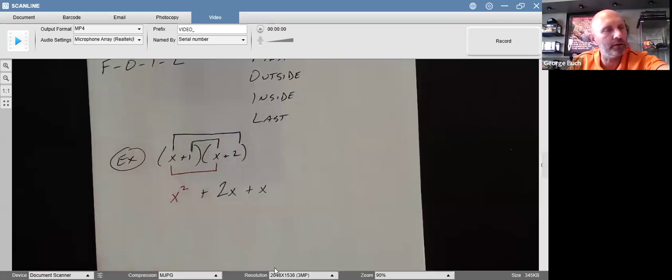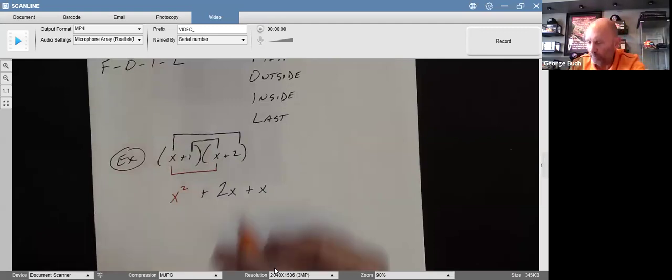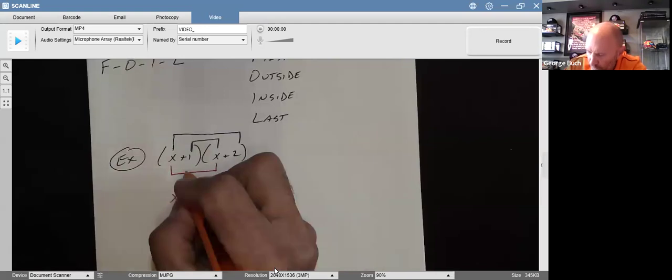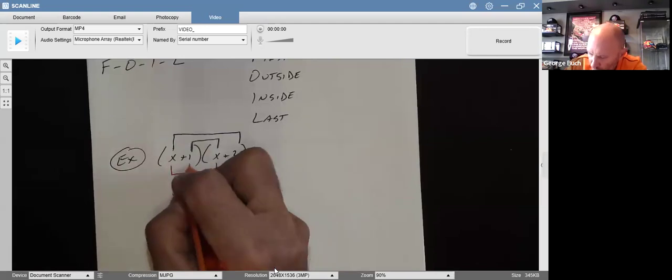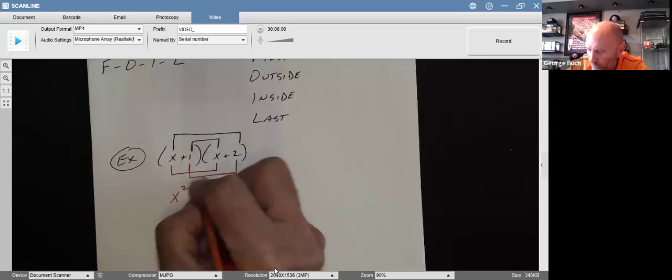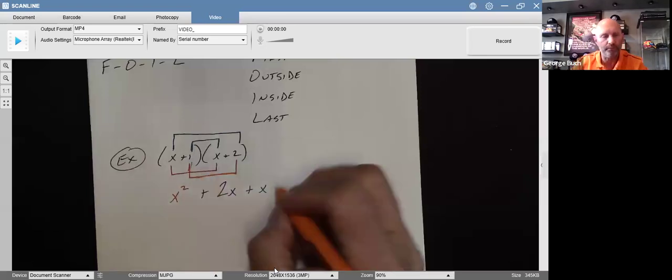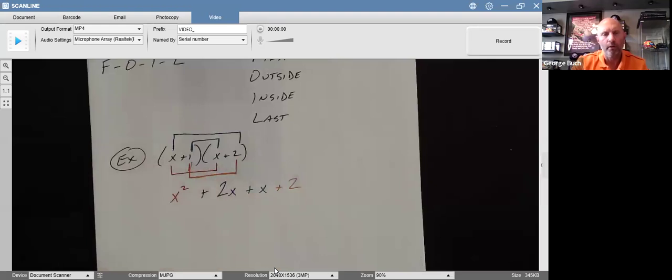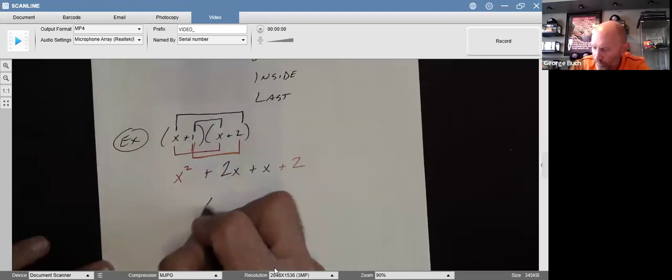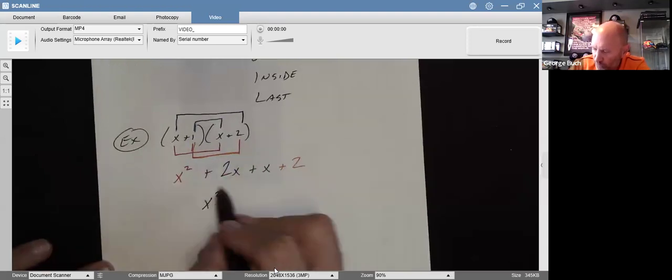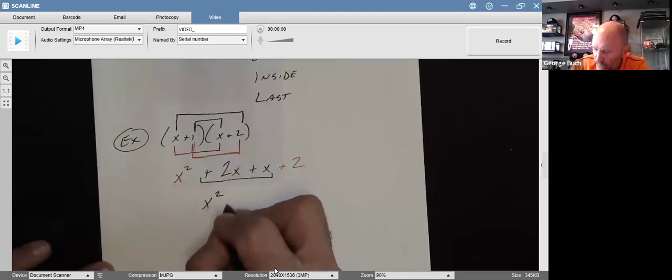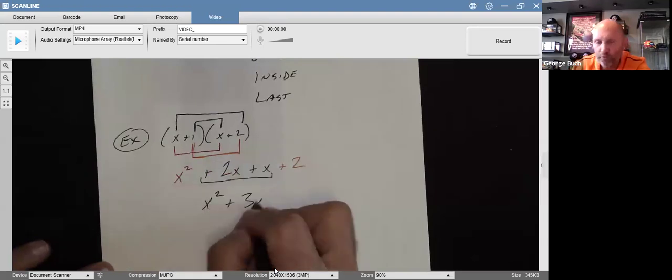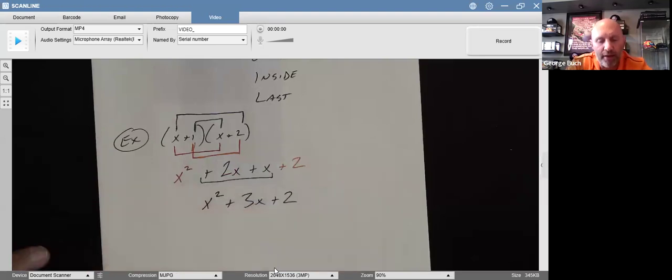Let's see, what else do I got here? Use orange maybe. And then last, so the last term of this first binomial with the last term of the second binomial, so 1 times 2 is 2. Once we do that, then we can combine our like terms. So I don't have any other x squared terms, so that's just x squared. But on these inside, I have 2x plus 1x, so that's 3x. And then this 2 is alone as well. So I get that value.